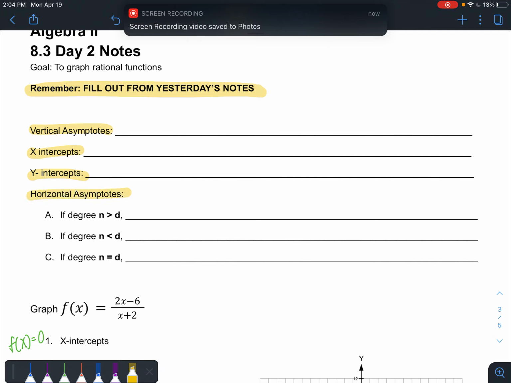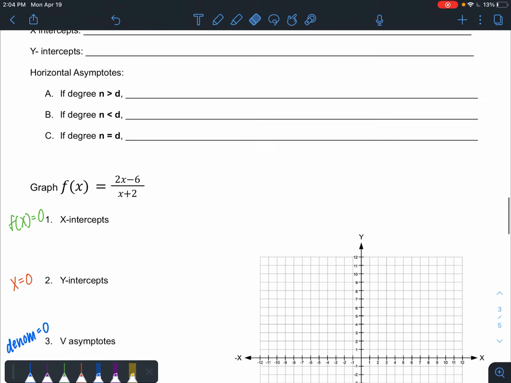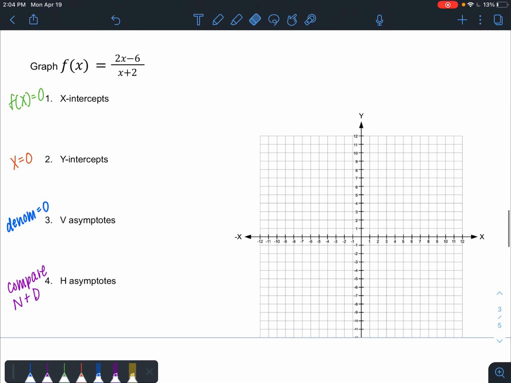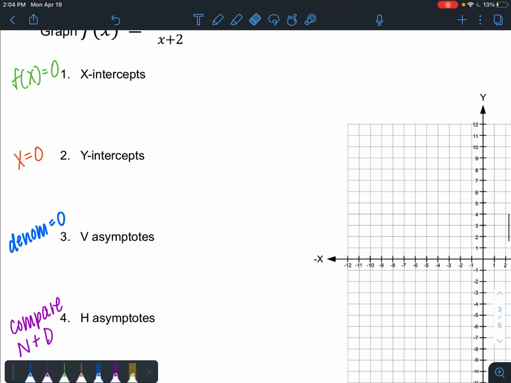Yesterday's notes: how to find the vertical asymptotes, x-intercepts, y-intercepts, and horizontal asymptotes. I will not be going over this, so make sure you fill those out on your own. All right, so jumping into this first example, we already know how to find each of these things.